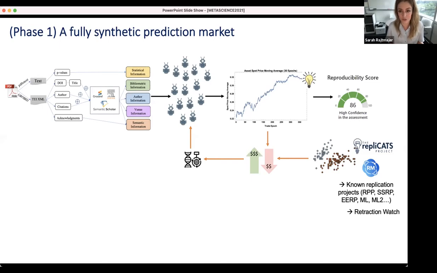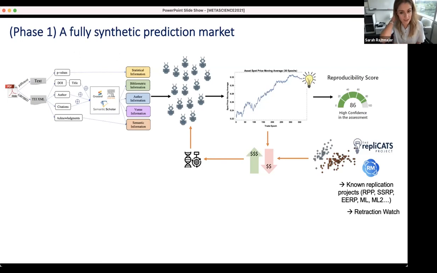Theoretically, the market converges, in a purely theoretical world. But at the close of the market, we have a spot price for the will reproduce asset, which we take to be our confidence score. And we also have a few different ways that we assess our confidence in our confidence score.